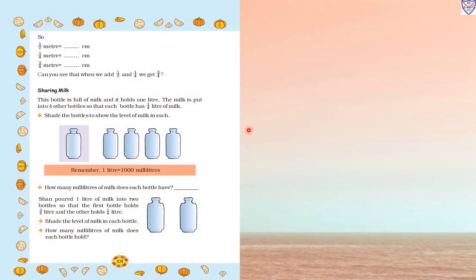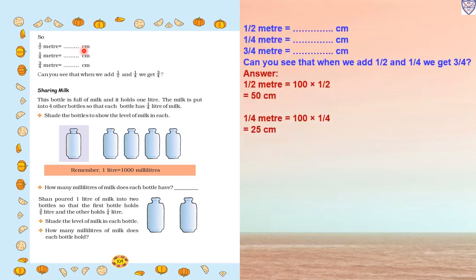Now next page, page number 104. So half meter equal to dash centimeter. So now just now only we have seen half meter equal to 50 centimeter. 100 divided by 1 upon 2. So we will get 50 centimeter. Then 1/4 meter equal to dash centimeter. So 100 divided by 1/4, that is 25 centimeter. Then 3/4 meter equal to 100 multiplied by 3 upon 4. So we will get 75 centimeter. Now can you see that when we had 1 upon 2 and 1 upon 4, we get 3 upon 4.